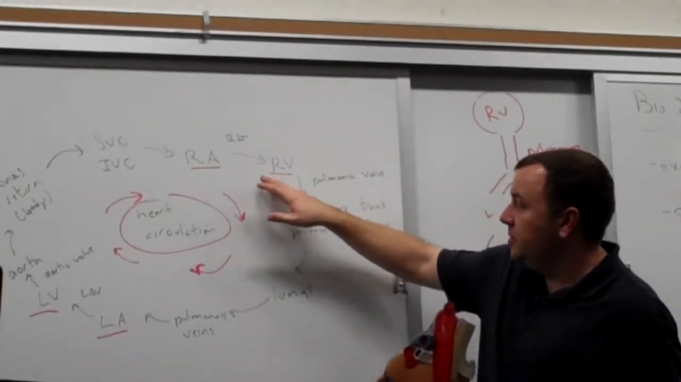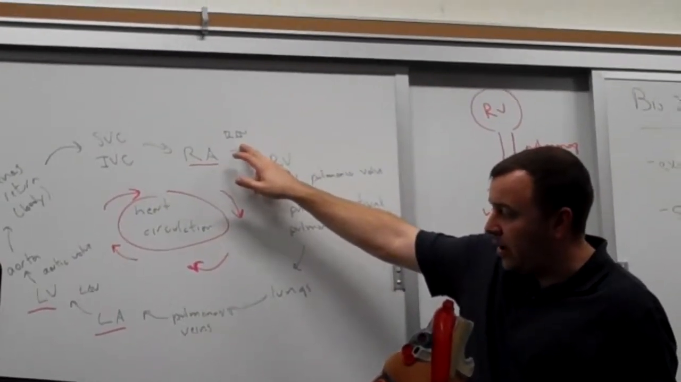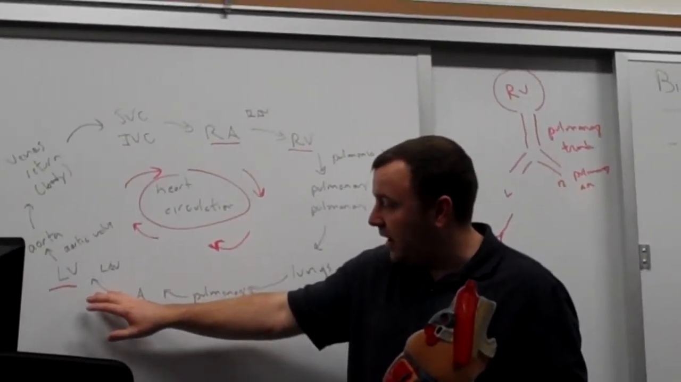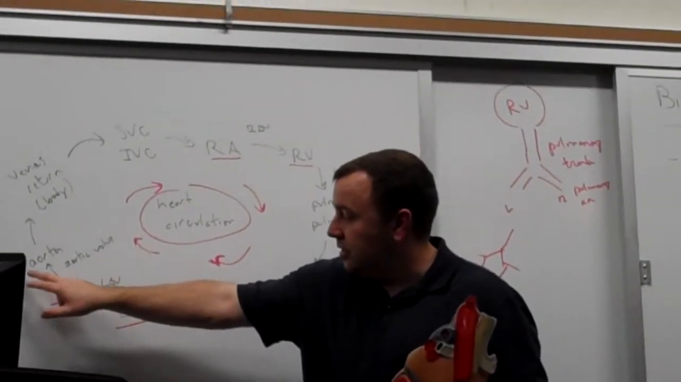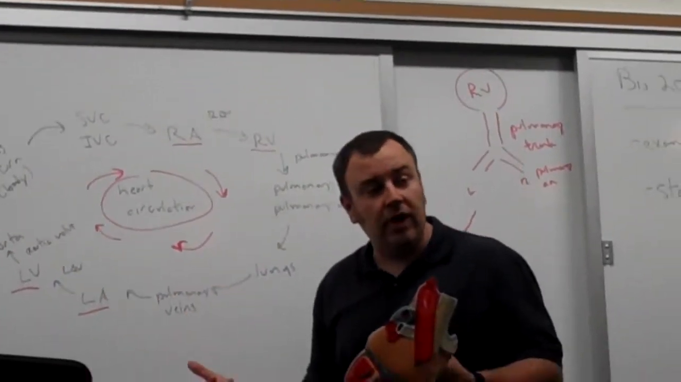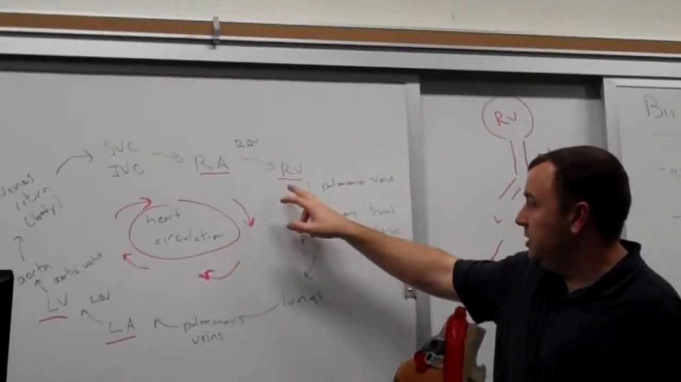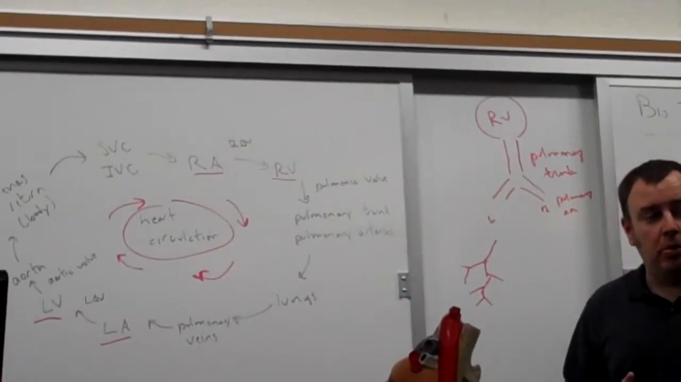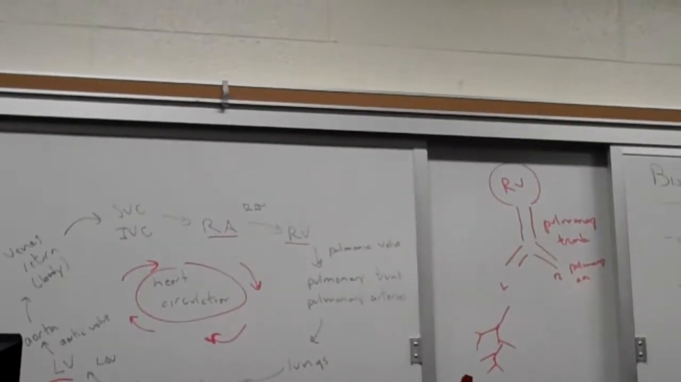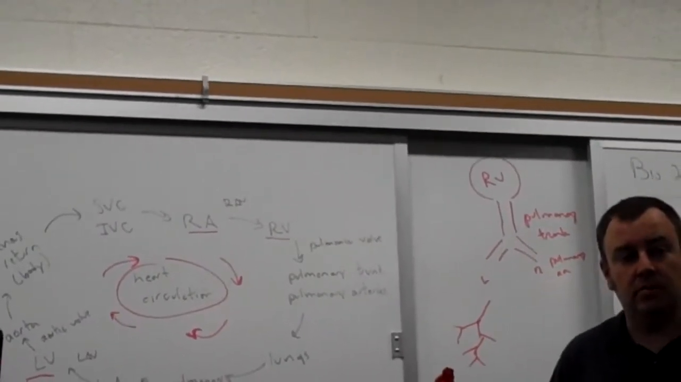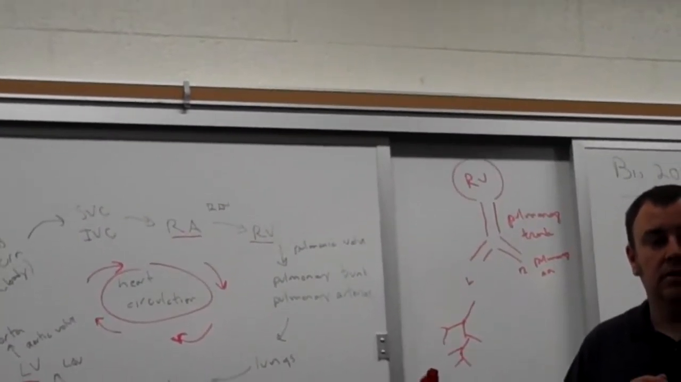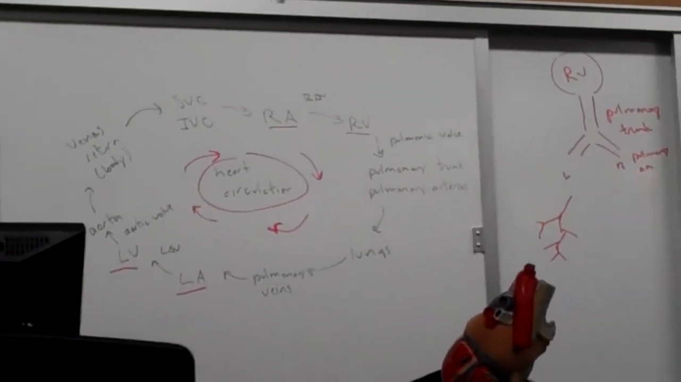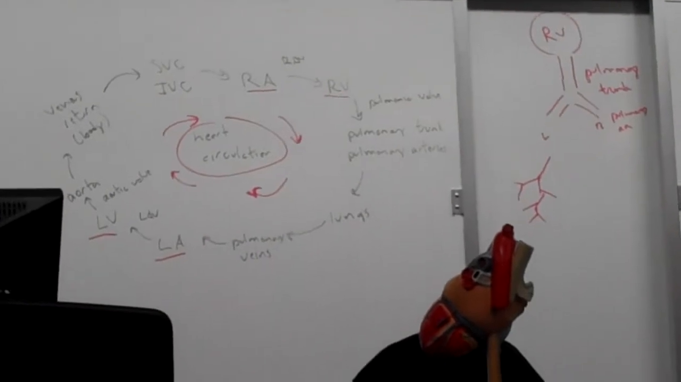Between the right atrium and the right ventricle is the right AV valve. Between the left ventricle and the left atrium is the left AV valve. Between the left ventricle and the aorta is the aortic valve, makes sense. And then between the right ventricle and the lungs is the pulmonic valve. Whenever you see that pulm term, P-U-L-M, it's usually referring to the lungs in some capacity. Does that make sense? And all this is written down as well in your dissection guide.